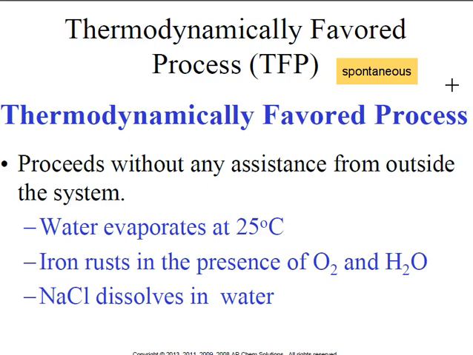If you have iron in the presence of oxygen and water, it will rust. Now that may not happen immediately or even over a year, but it will happen without any assistance from outside the system. And if you put salt in water, it will dissolve. Even if you don't stir it, over time it will dissolve. And so we're looking at processes that happen naturally or spontaneously. These processes are known as favored. Let's look at some examples of some processes that aren't favored.